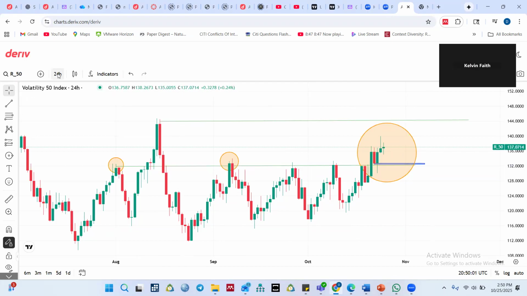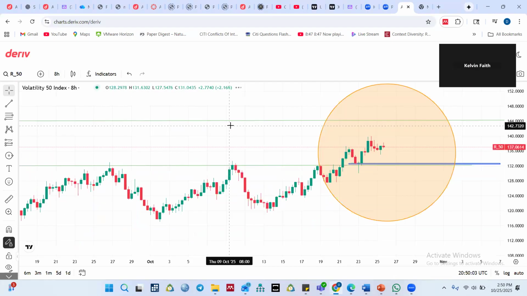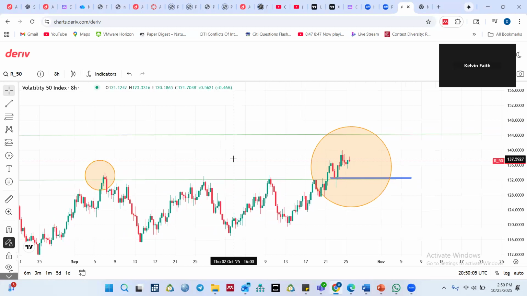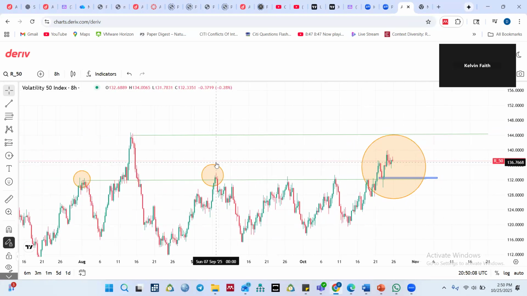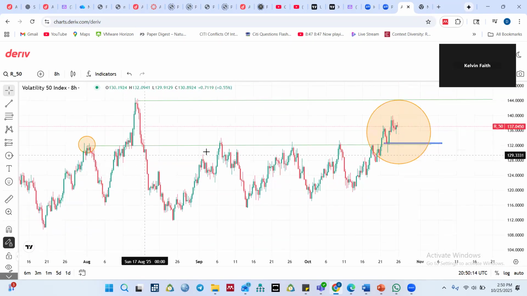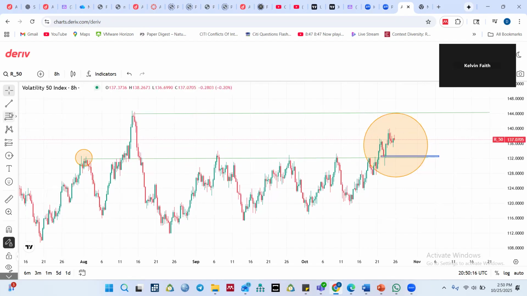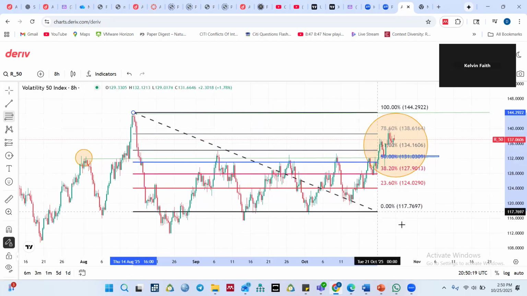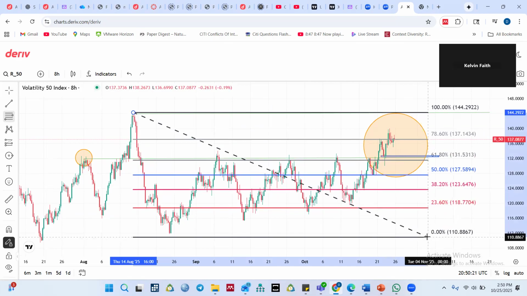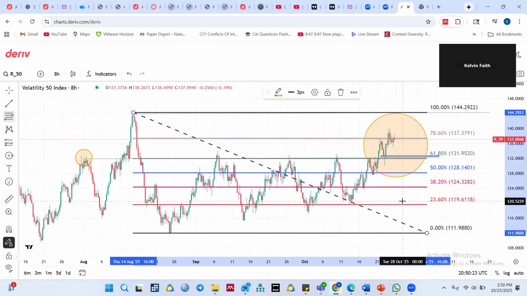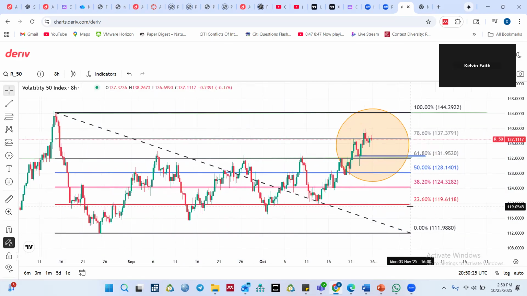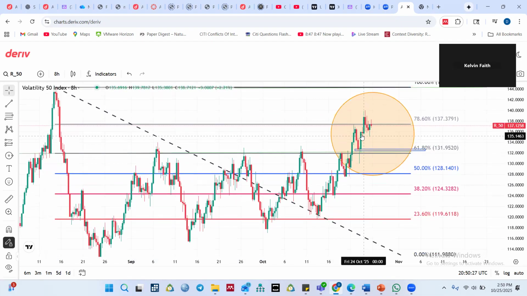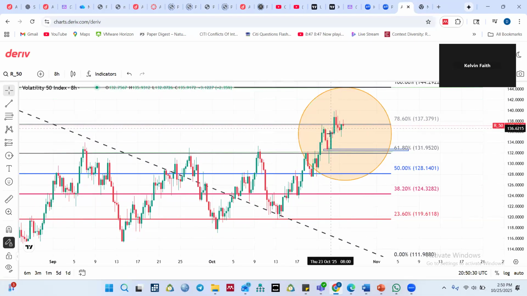Good. So I'll go first to 8 hour. On the 8 hour time frame, this is the way it looks. So let's measure this range from here to here, and then let's see where price is. So price is currently at 78.6%. It's pushed up to hit there.